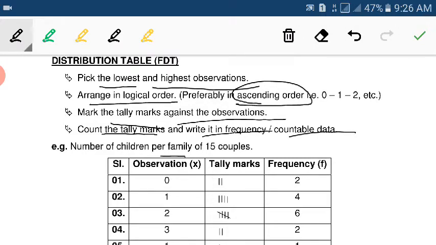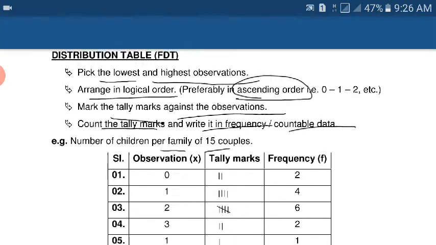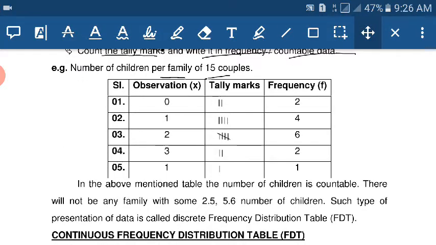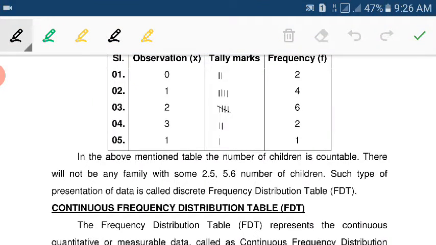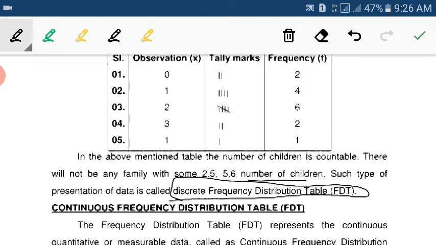Number of children per family, for example, for 15 couples. And these are called a discrete frequency distribution table. In the above mentioned table, the number of children is countable. There will not be any family with 2.5 or 5.6 children. Such a presentation of data is called a discrete frequency distribution table.